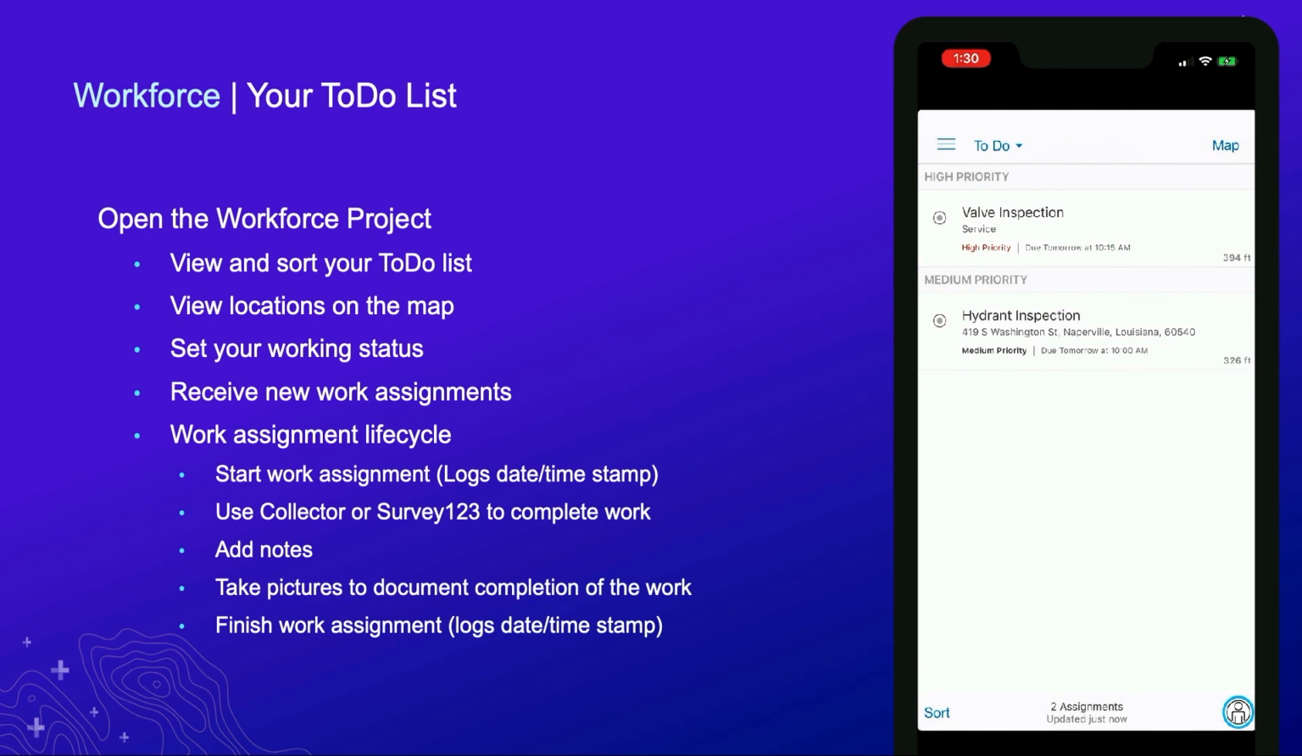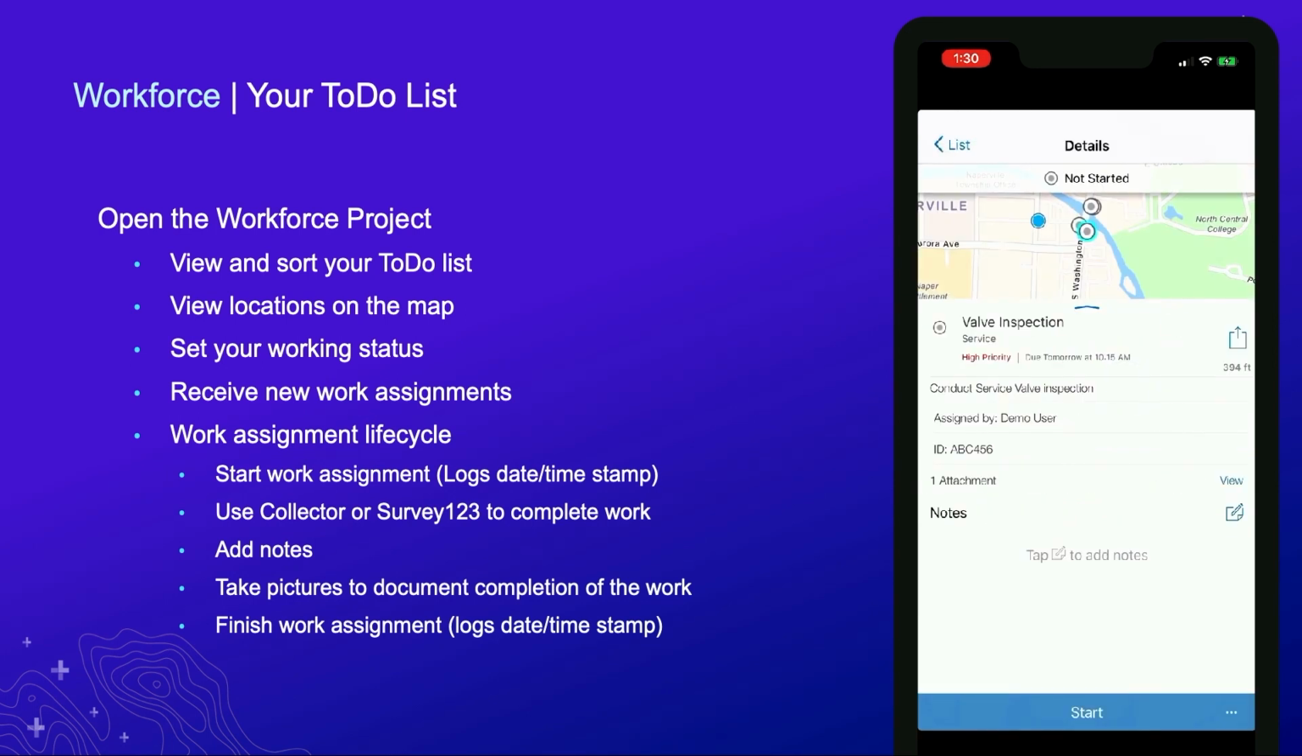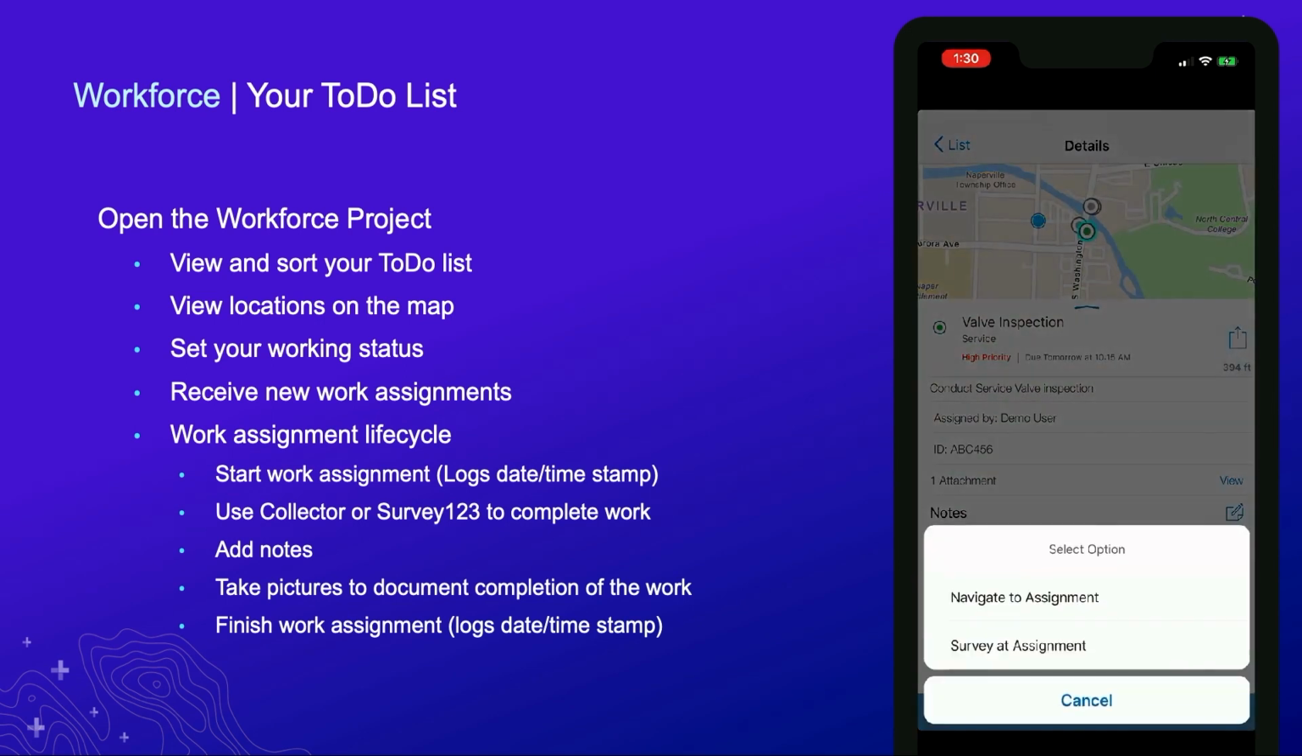Then what I can do is tap on one of those individual work assignments and access its details. Note, you can also see new work assignments that come in. I just happen to get two locate assignments coming in right now. So I tapped on that, and I've got the details. I can tap the start button to start the new work assignment.